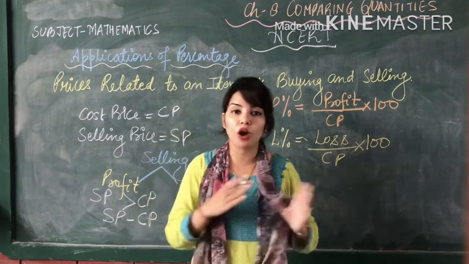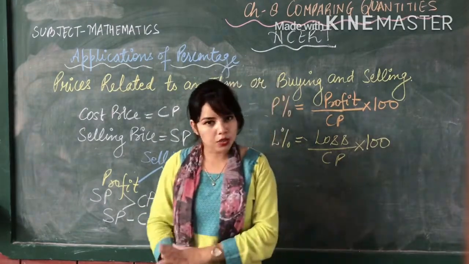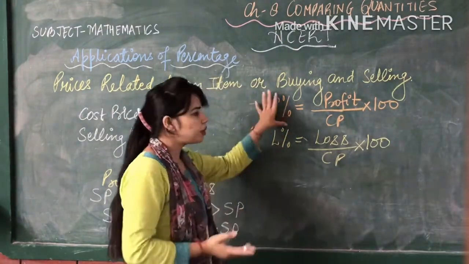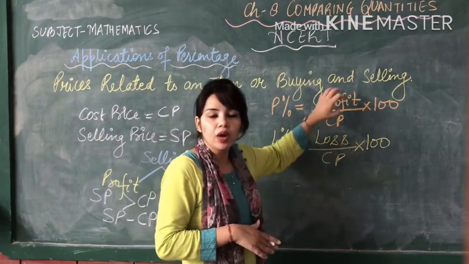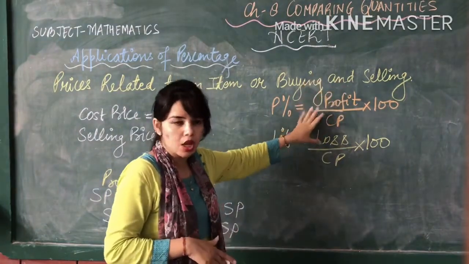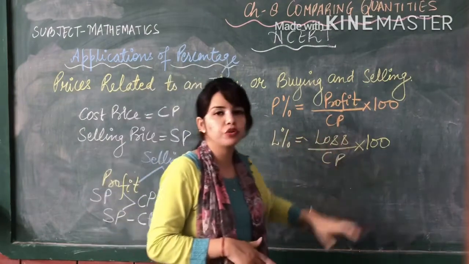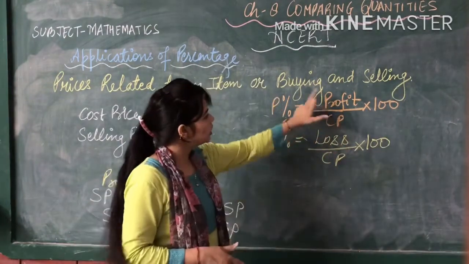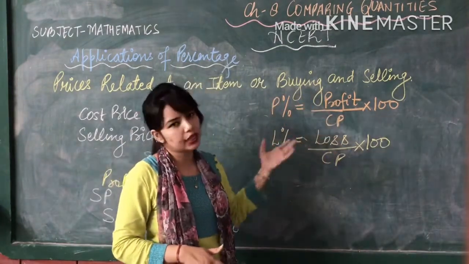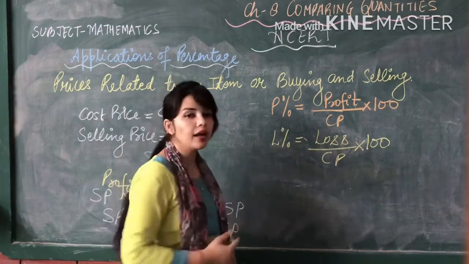This is how we find the profit percent and the loss percent. Sometimes profit percent is already given to you and you have to find the profit in rupees. A loss percent is given to you, you have to find out the loss. Now out of these three, if anything is missing, you can easily find out if the other two are given.